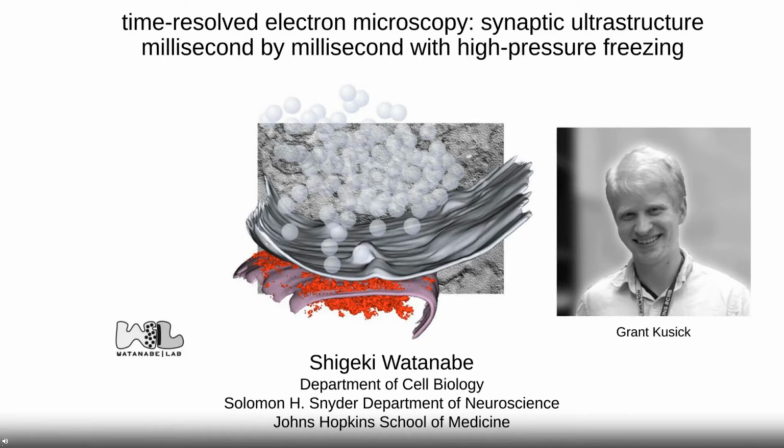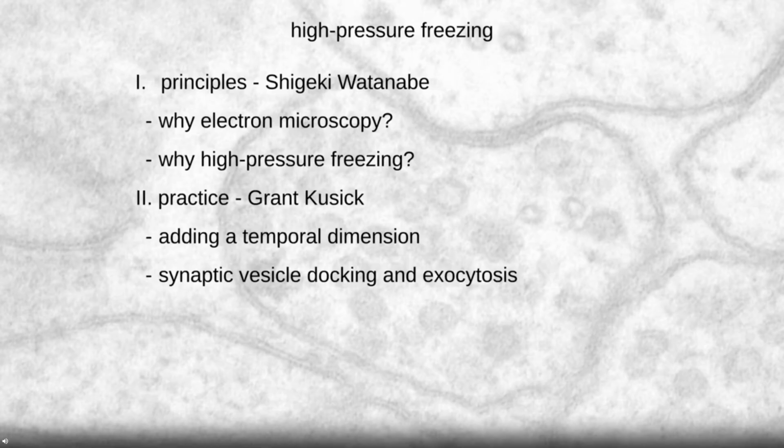This talk is divided into two parts. The first part is going to be me talking about why we are using electron microscopy and why we have to use the high pressure freezing technique. In the second part, Grant is going to talk about how we are adding the temporal dimension into electron microscopy, and how we are using this technique to look at how synaptic vesicles actually move at the synapses. So let's get started.